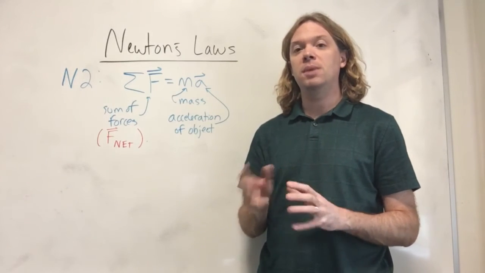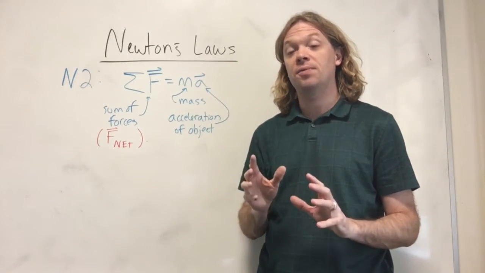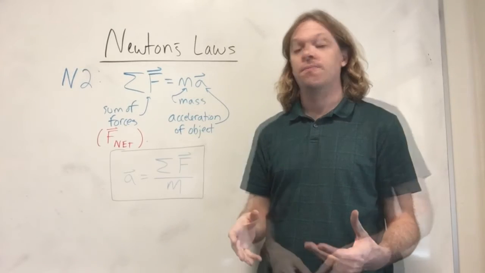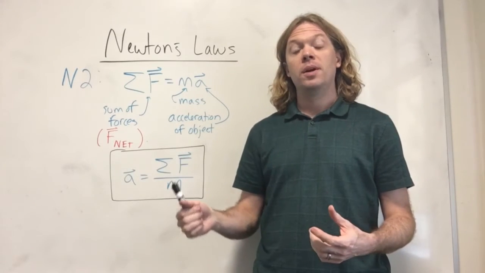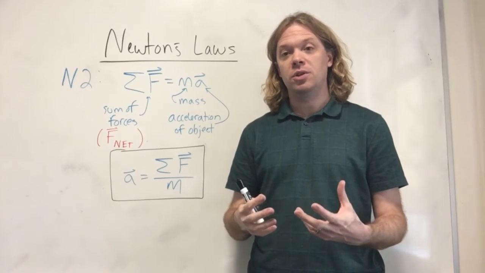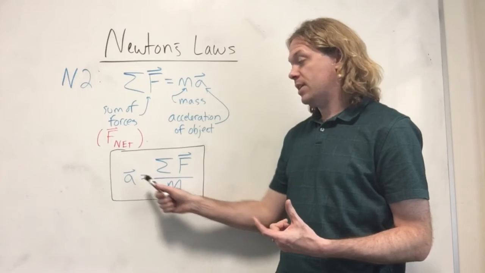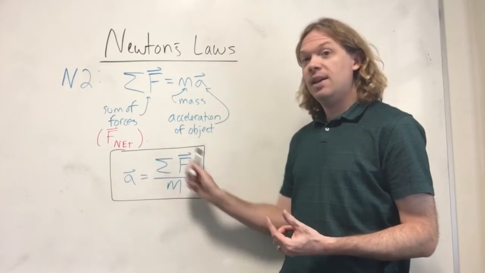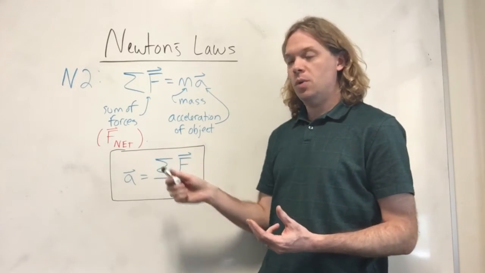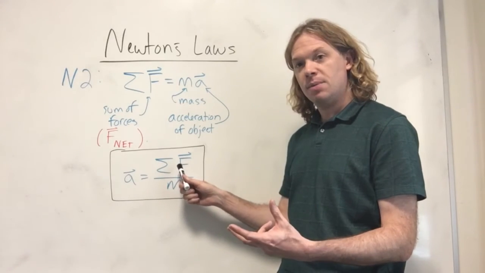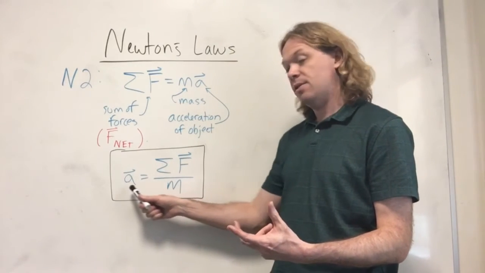So you will often see me write Newton's second law in a slightly different form, which highlights that. Here's the form that I will usually write, which is that the sum of all the forces divided by the mass of the object tells you the acceleration. When I look at this, it's more of an instruction manual: first I find the sum of the forces, then I divide by the mass to find the acceleration.